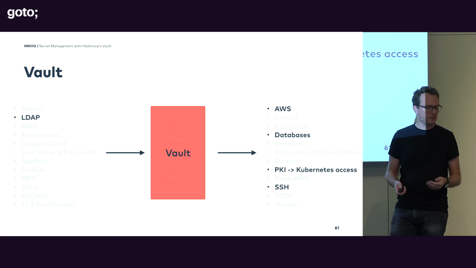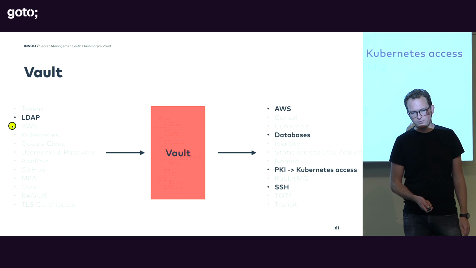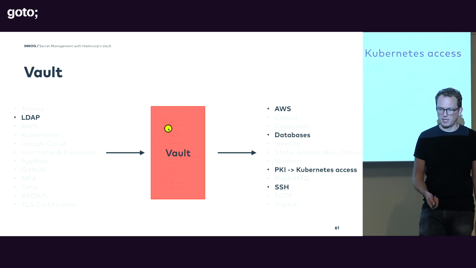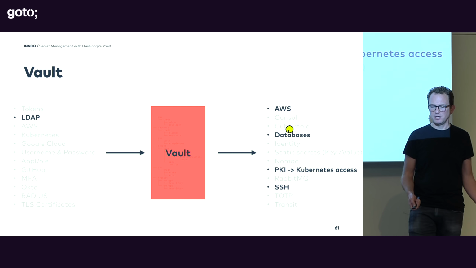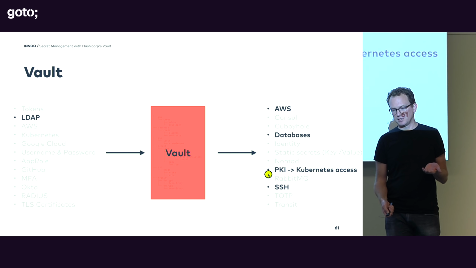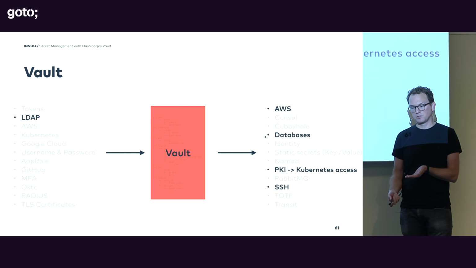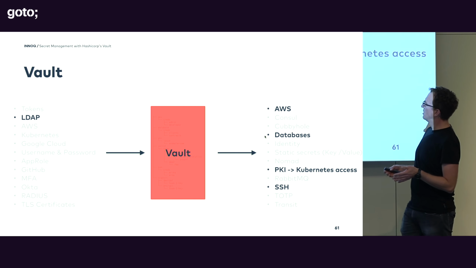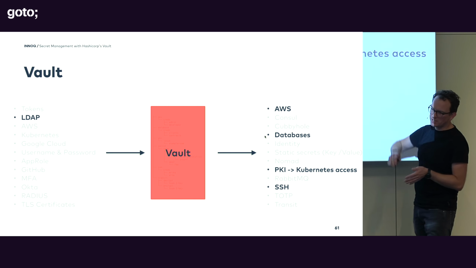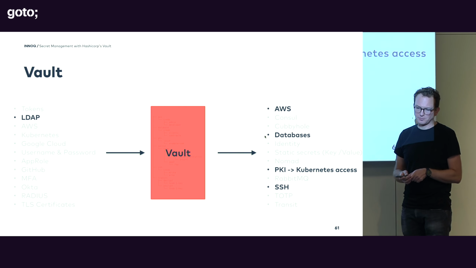So what we did as developers, and actually we have it in the company currently as well, you authenticate yourself with LDAP, and then you get policies that give you access to the AWS API, to databases, to the private key infrastructure. We use that, for example, to get access to Kubernetes. If you use kubectl, however you want to pronounce it, that actually works with a client certificate. You have client certificate authentication.